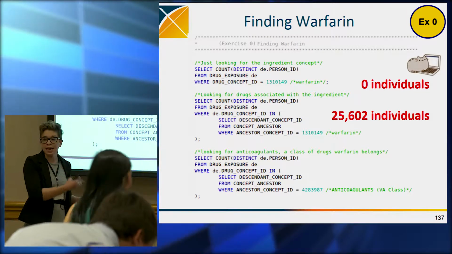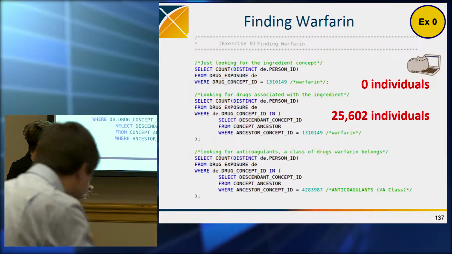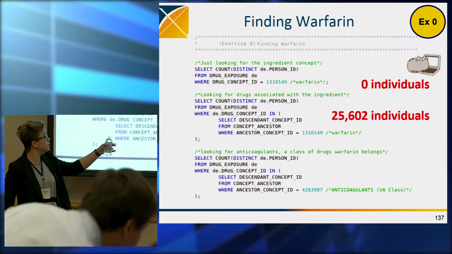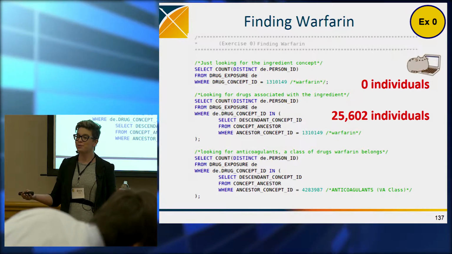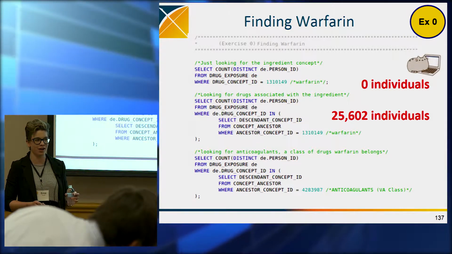anticoagulant. In this case, there's a VA classification. I'm using that one, and I've said, okay, using this concept ID, I want to find all the descendants. And so this is going to include more than just warfarin. So we would expect more patients, right? So how many patients do we get when we run this query?